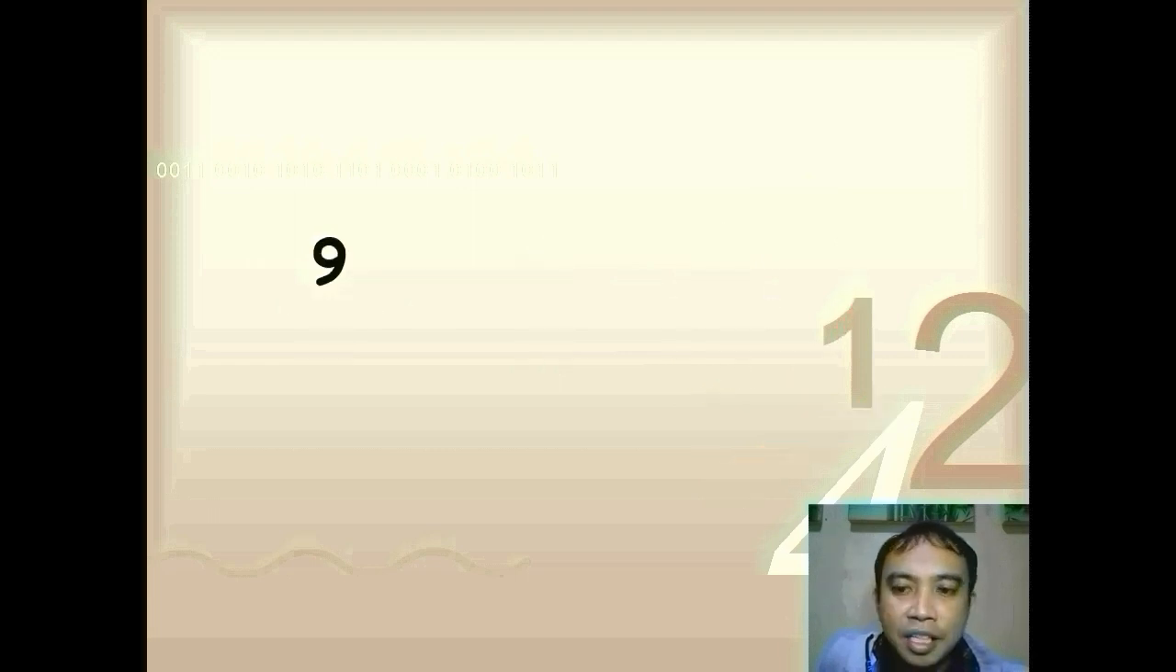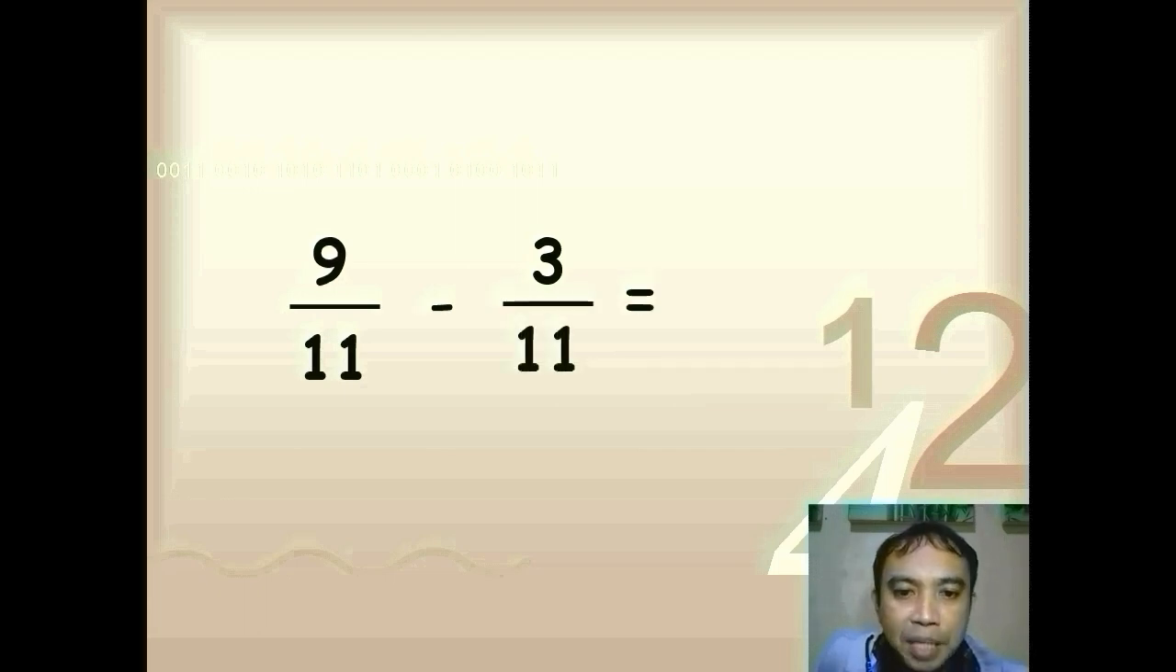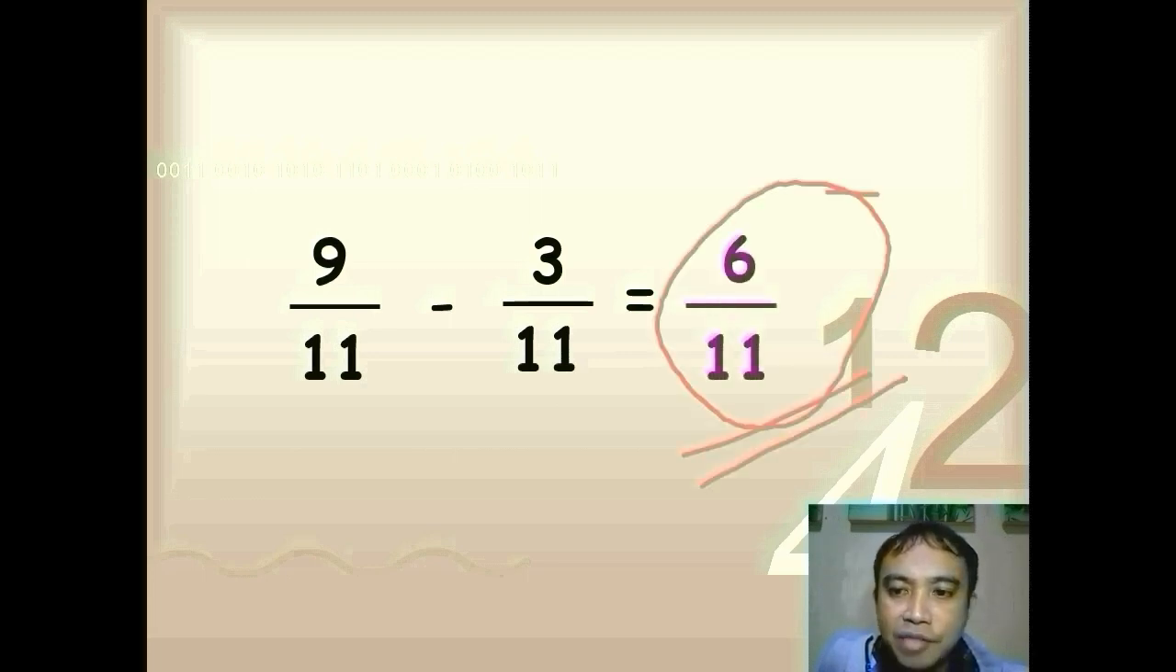Very simple. 9 over 11 minus 3 over 11. So copy the denominator and then subtract their numerators. So 9 minus 3, you have 6 over 11. So that's it. Easy, right?